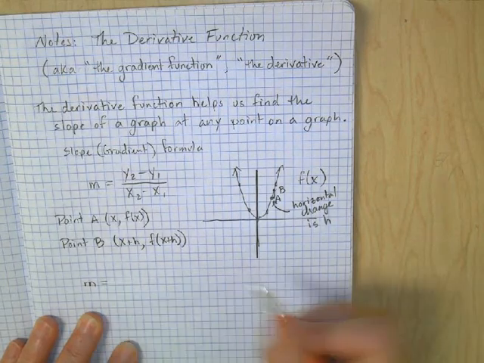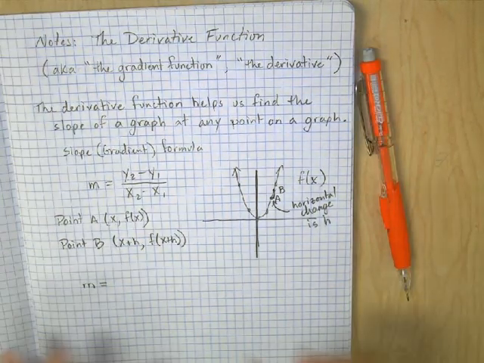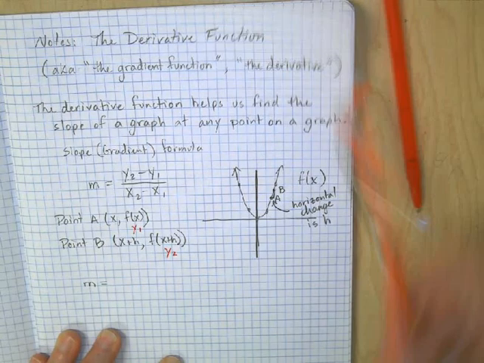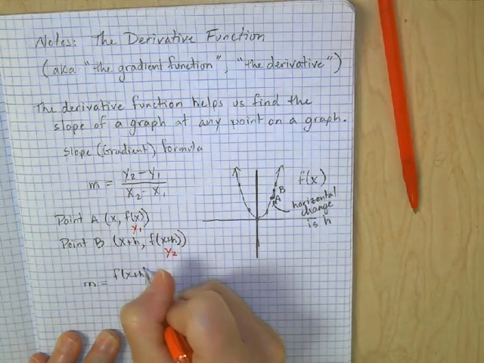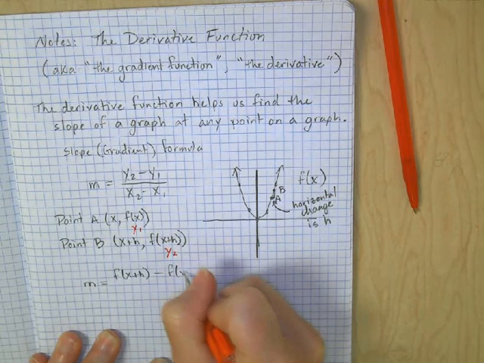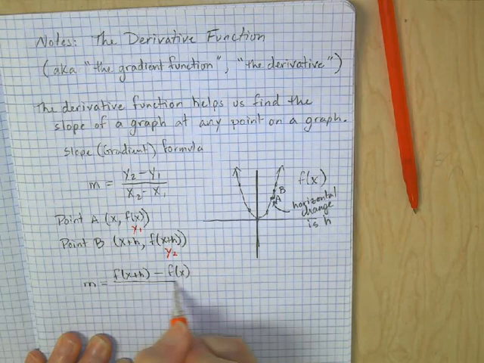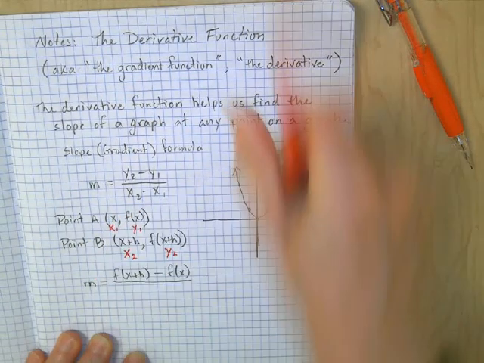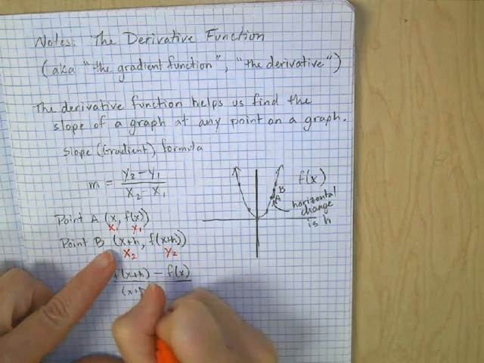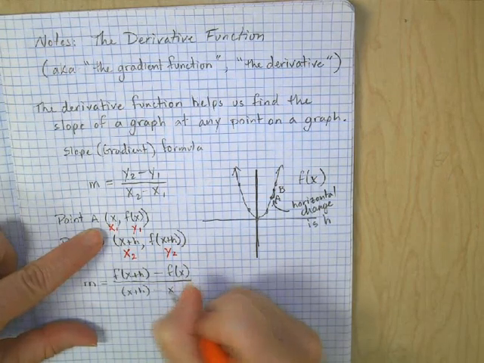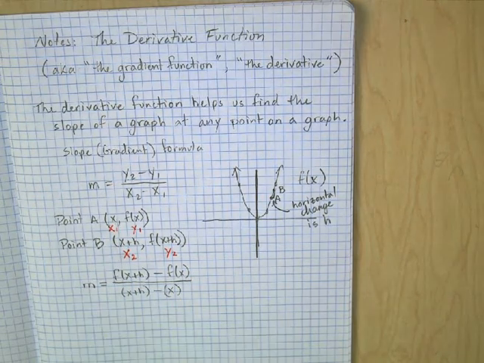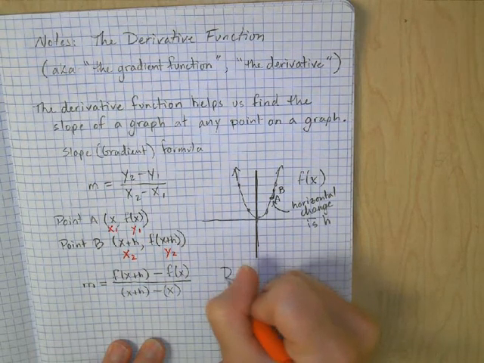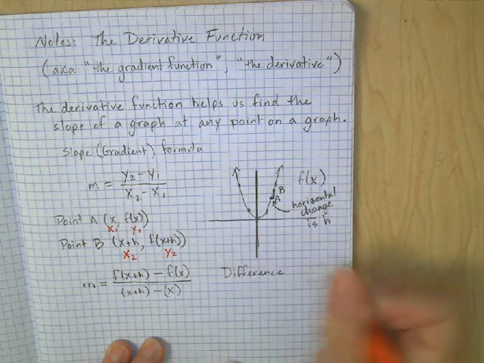m, my slope, is equal to y sub 2, this is y sub 2, and this one is y sub 1. So I'm going to have f of x plus h minus f of x. Those are my y-coordinates. And on the bottom, I'm going to have my x-coordinates. So this is x sub 2, and this is x sub 1. So I'm going to have x plus h minus x. Right? So there's that. This is called the difference quotient.